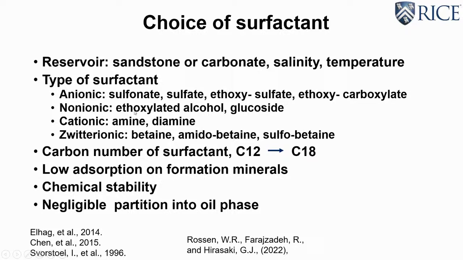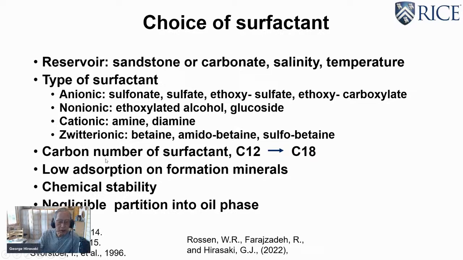Non-ionic surfactants. The most common non-ionic is the ethoxylated alcohol, but more recently we have the glucoside, which is a sugar-based surfactant. Cationic surfactants, we'll talk about amines and diamines. And zwitterionic surfactants are surfactants that have both an anionic and a cationic charge on the molecule so that the charges are balanced. As a result of the charges being balanced, it's less sensitive to salinity. The examples are betaine, amidobetaine, and sulfobetaine.